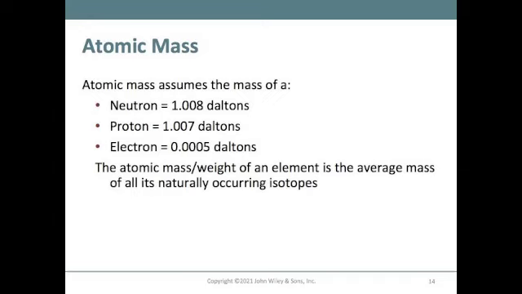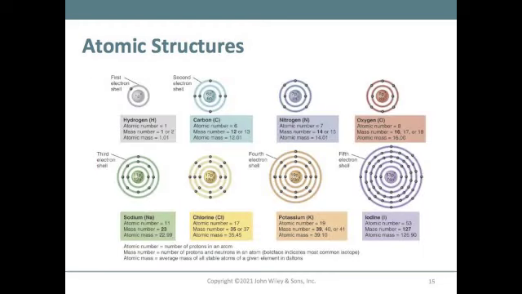The atomic mass of an element is the average mass of all of its naturally occurring isotopes. Typically, the atomic mass of an element is close to the mass number of its most abundant isotope. And that brings us to figure 2.2 on page 32, and we see the atomic structures of several stable atoms. The atoms of different elements have different atomic numbers because they have different numbers of protons.